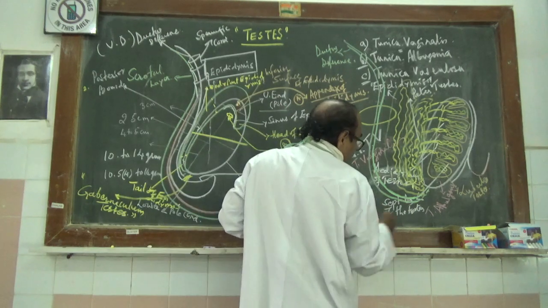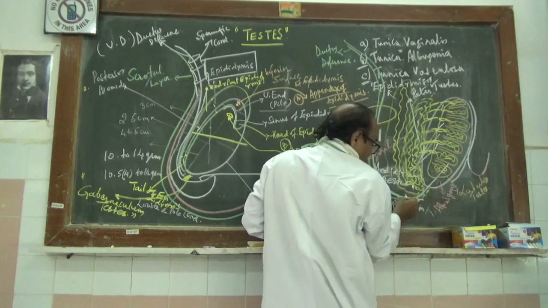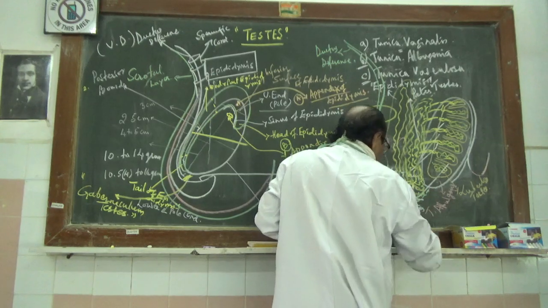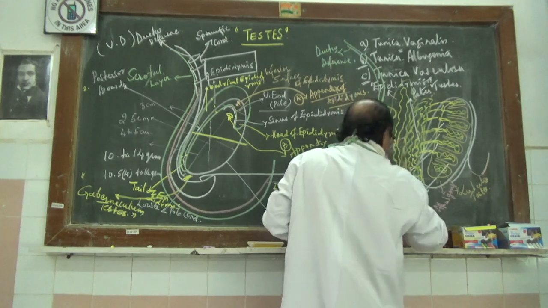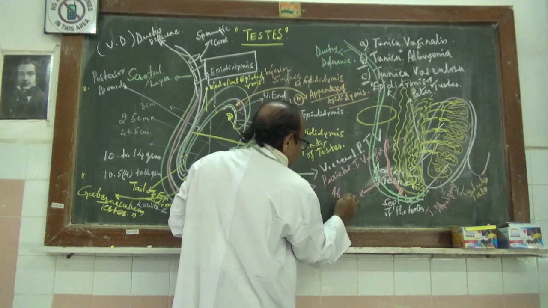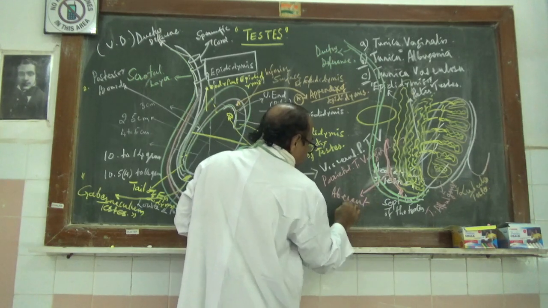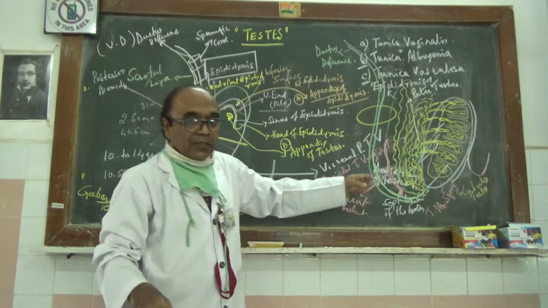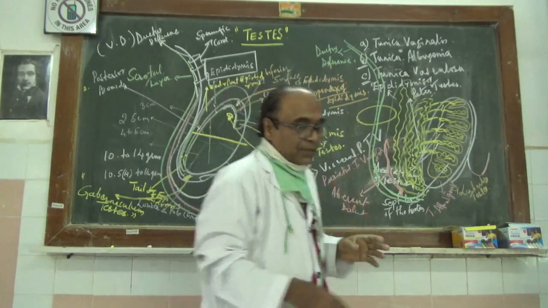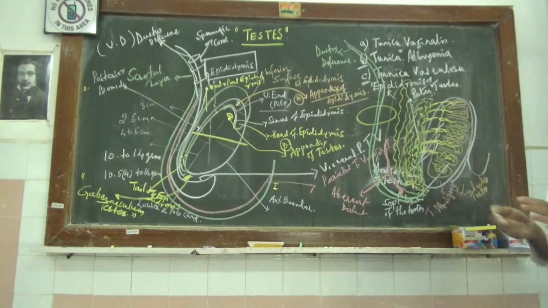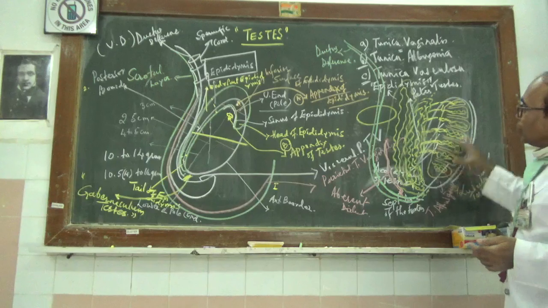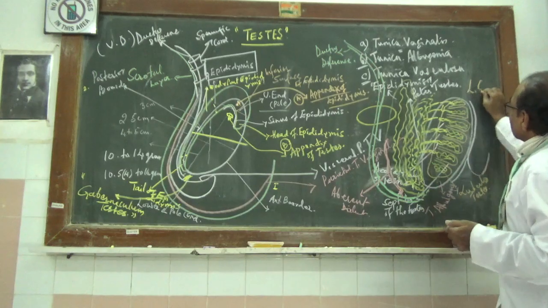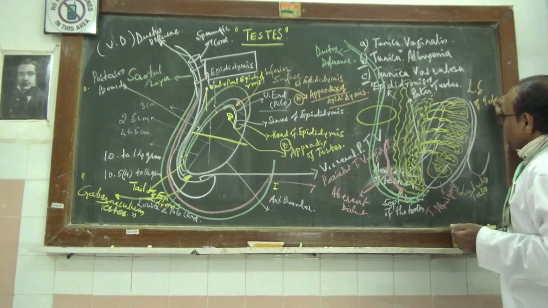But before it runs upwards and laterally from the tail of the epididymis, there will be one small duct. That duct is called the efferent duct. When there is excess, it can collect and go into the further passage into the spermatic cord. So this is the LS of the testis.